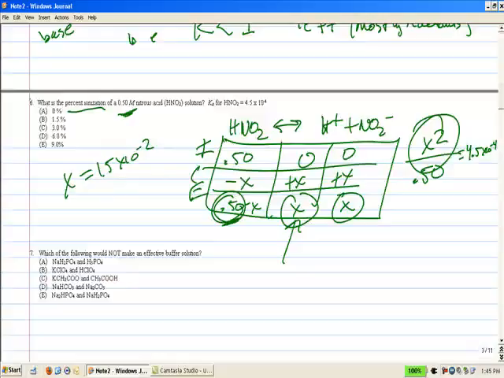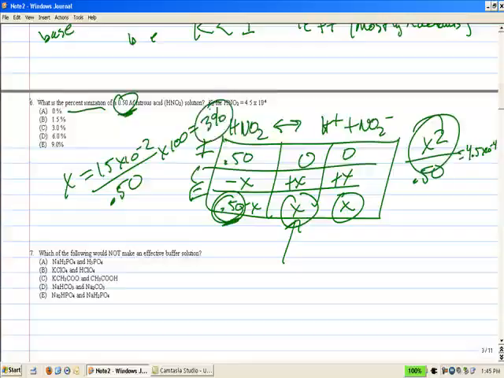What percent is that of our original 0.50? We just have to divide by our original concentration and then times by 100. So divide that number by 0.50, times it by 100 equals 3.